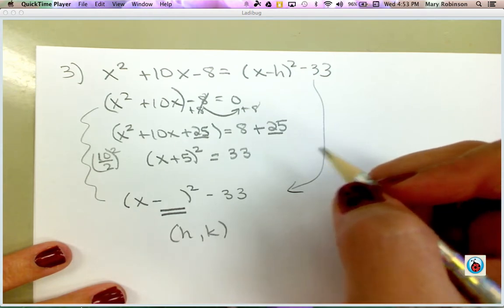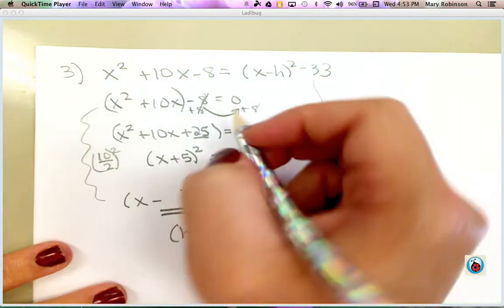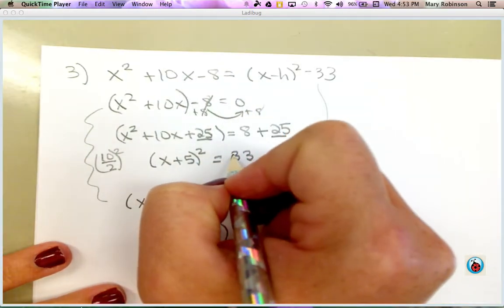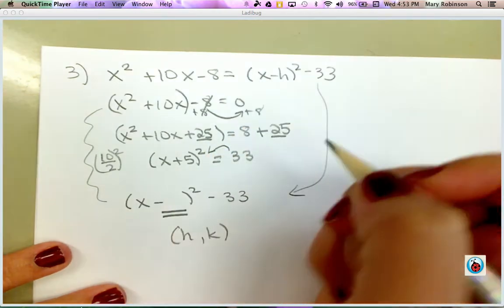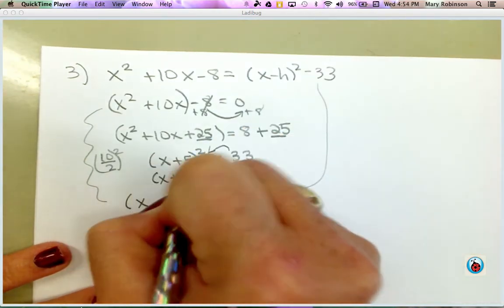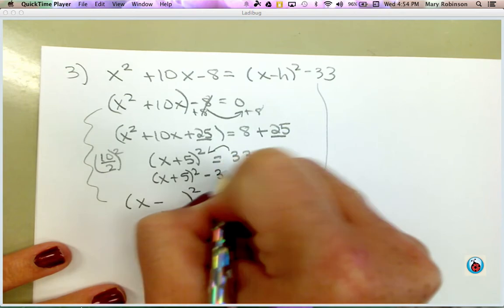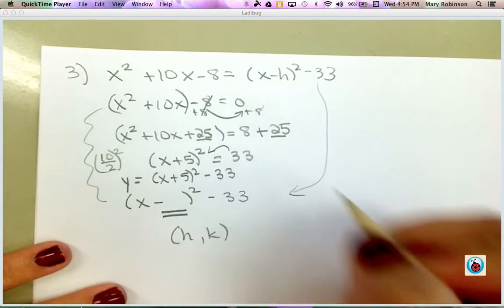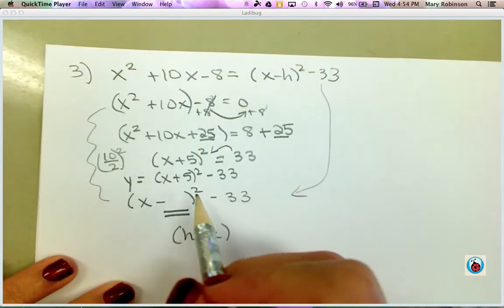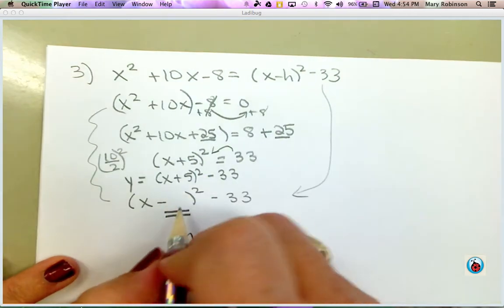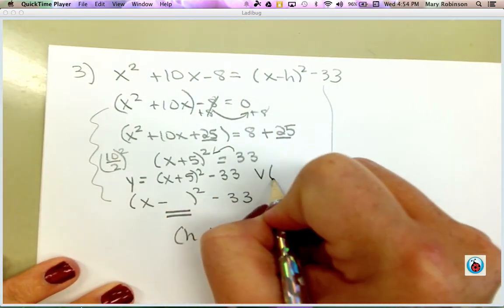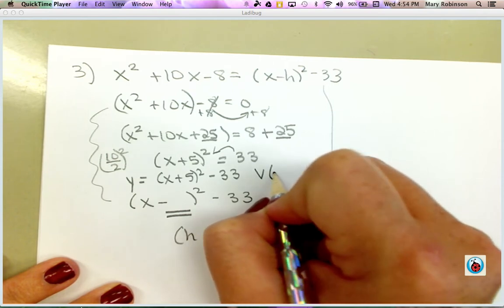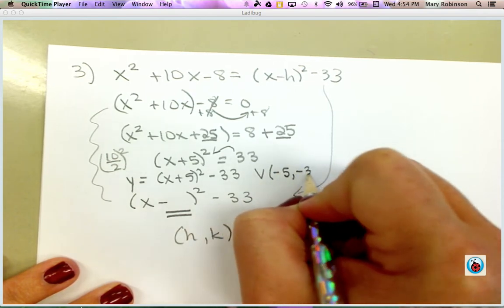You know what? I probably didn't need to set it equal to 0. I could have just set it equal to y. So I'm just going to move this over, and we have x plus 5 quantity squared minus 33, and that's our function, y equals. So now we have it in vertex form. So remember, if I was to ask you right now what's your vertex, which is HK, you would switch keep. So it would be -5, -33.